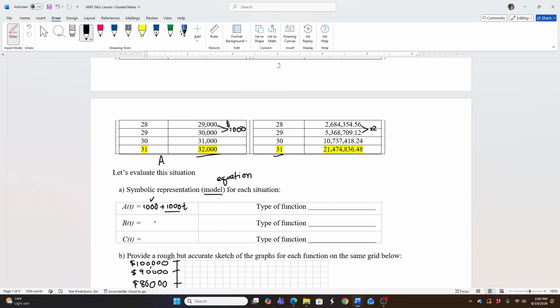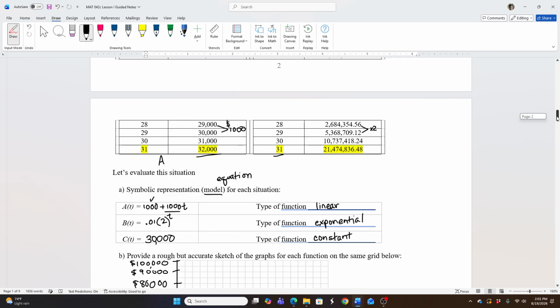For option B, you're starting with just 1 cent, so we go 0.01, but it's doubling each day, and this is an exponential function, so it'll be to the t power. And in option C, you're just getting $30,000, and that stays the same no matter what. So option A is a linear function because you're adding the same amount each time. Option B is an exponential function because you're multiplying. And option C is constant. No matter what day you're talking about, it will be the same value. So we call that a constant function.